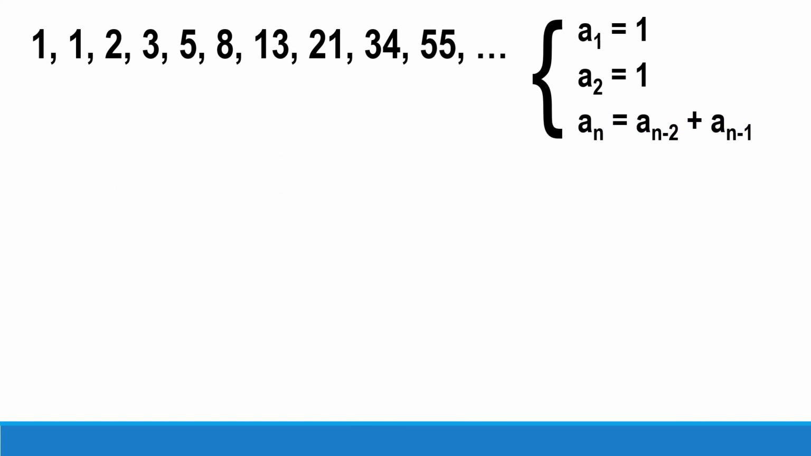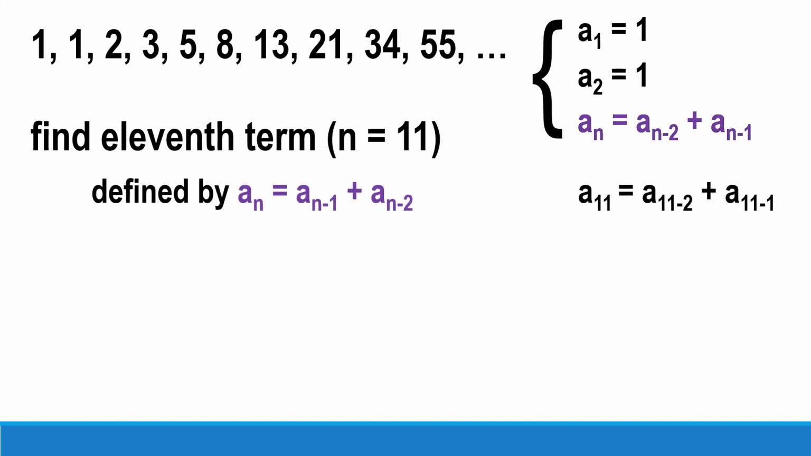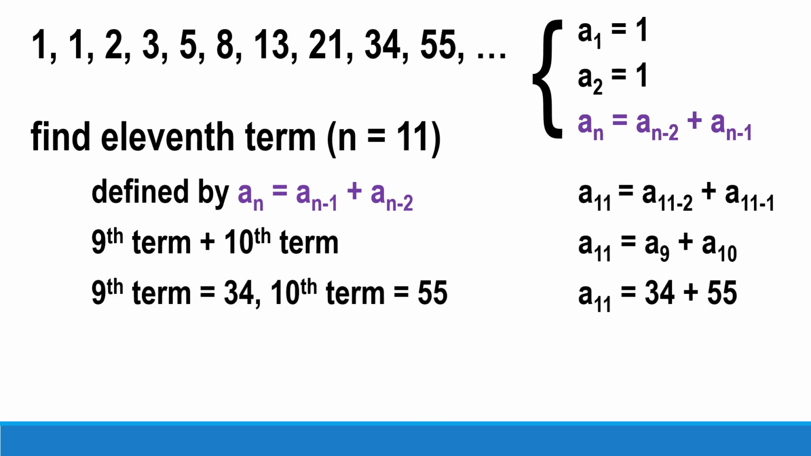We'll practice this method one more time by finding the 11th term of the Fibonacci sequence. Using the bottom formula and substituting 11 in for n, we'll say a sub 11 equals a sub 9 plus a sub 10. A sub 9 was 34, and we just computed that a sub 10 was 55. The sum of those two numbers is 89, which will be the 11th term of the sequence. And we can continue to use the recursive process to find more and more terms of the Fibonacci sequence.